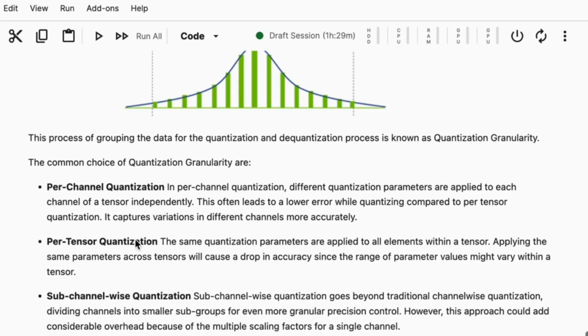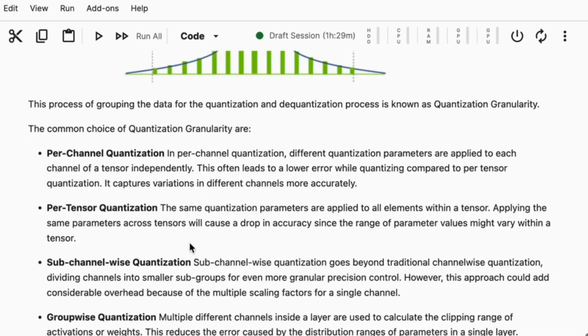Okay, so the next is per tensor quantization. The same quantization parameters are applied to all the elements within the tensor, so all the elements within the array. Applying the same parameter across the tensor will cause a drop in accuracy as well, since the range of parameters might be different, because we know in high precision values the range can be very, very different.